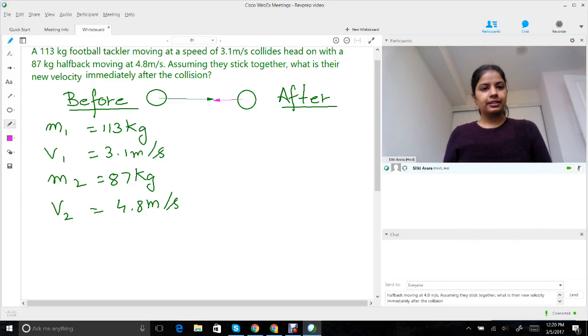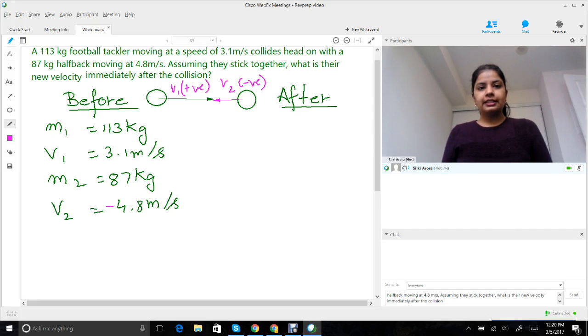So we have two things. If V1 we are taking as positive, that means our V2 would be negative. That's right. So let's put a negative here. We have negative 4.8 meters per second. Good job. Now let's move on to what happens after the collision.